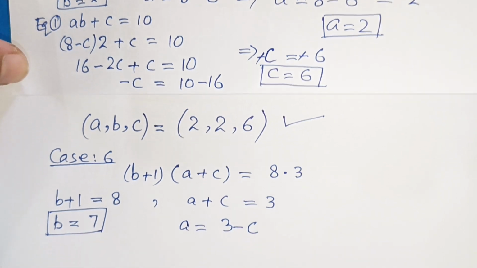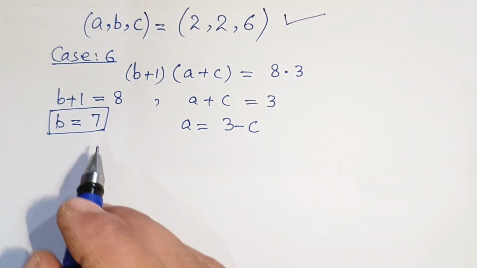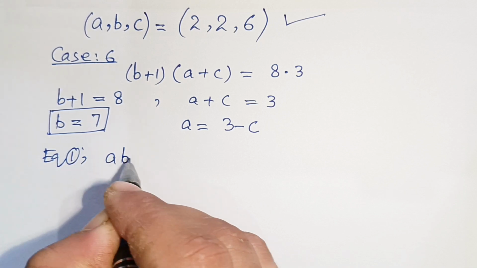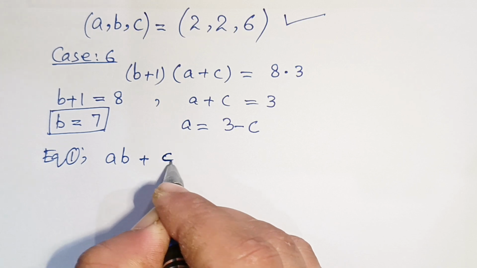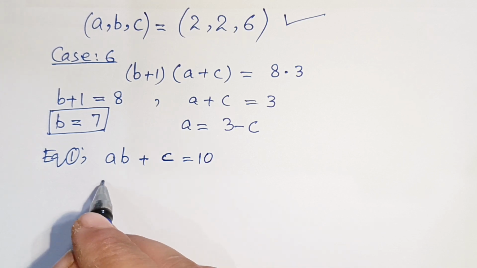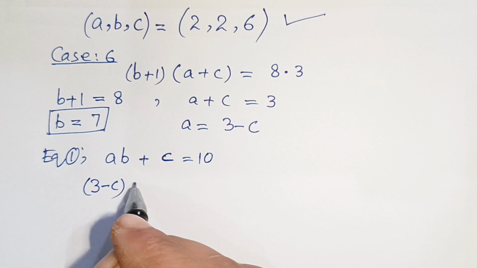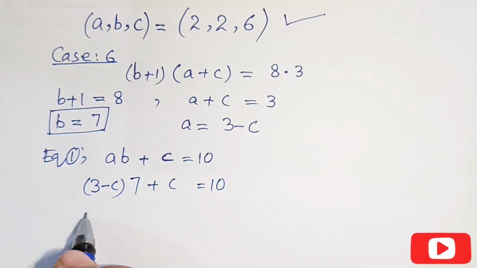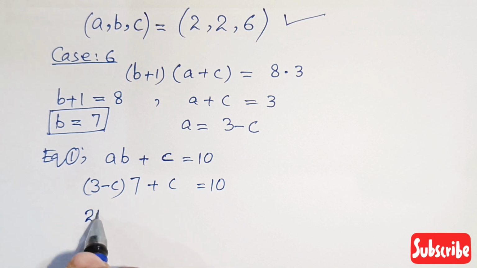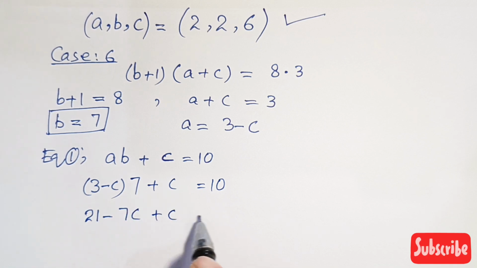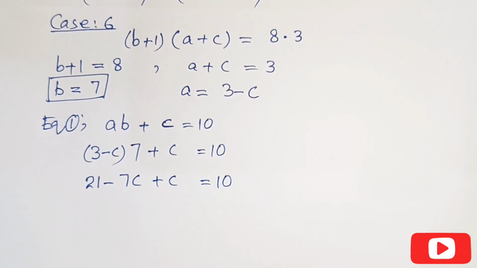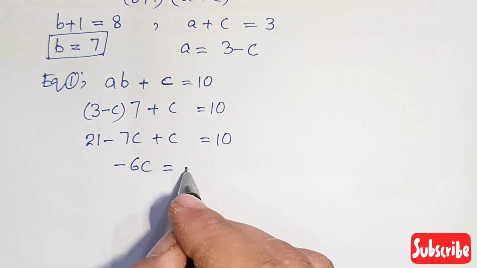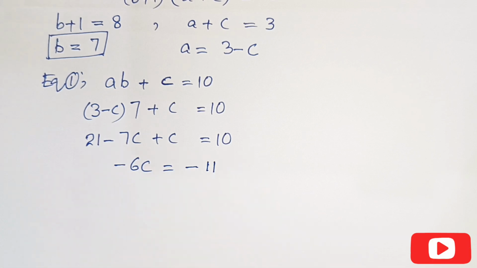Now we are going to recall our equation 1. So equation 1 is given by a times b plus c is equal to 10. So a is 3 minus c and b is 7 plus c is equal to 10. So here 7 times 3 is 21 minus 7c plus c is equal to 10. Here we get minus 7c plus c is minus 6c, and 10 minus 21 we get minus 11.